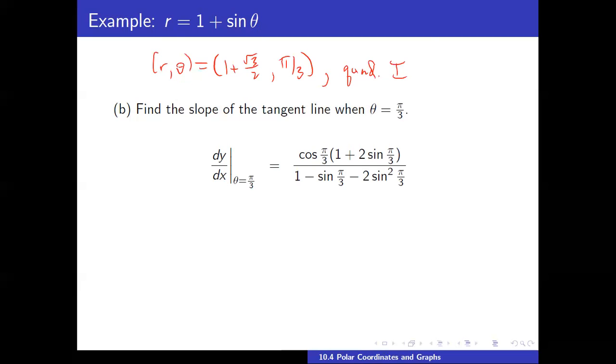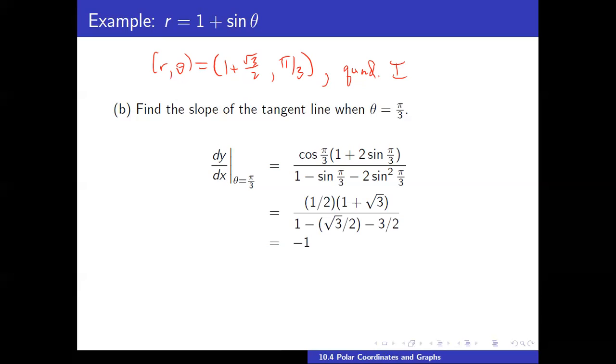Plug in pi over 3. What's the cosine of pi over 3? Do you remember? A half. And the sine of pi over 3 is radical 3 over 2. So I plug that in. 2 times radical 3 over 2 is just radical 3. Cosine of pi over 3 is 1/2. On the bottom, I have 1 minus radical 3 over 2 minus 2 times radical 3 over 2 squared. But radical 3 over 2 squared is like 3/4. What's 2 times 3/4? 3/2. Okay, that's interesting.